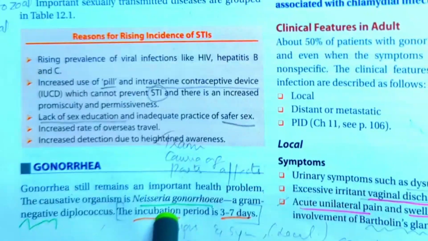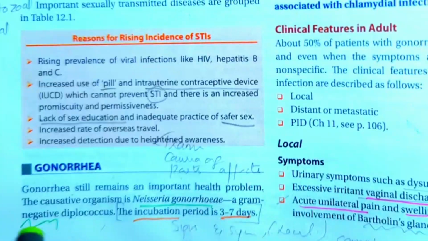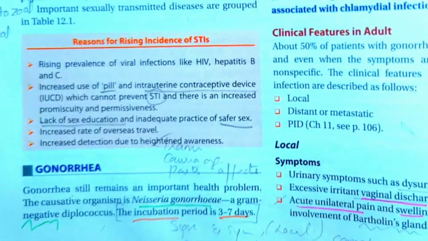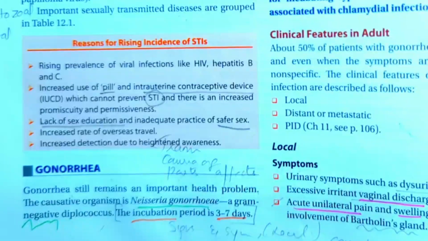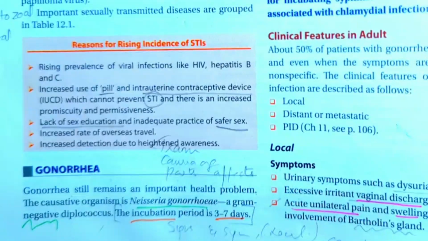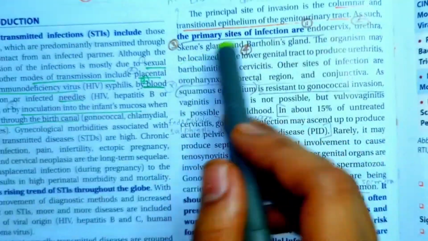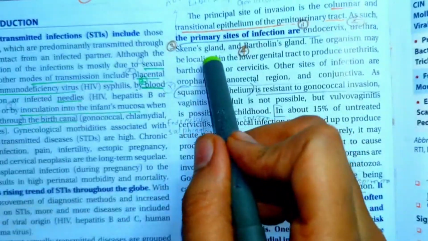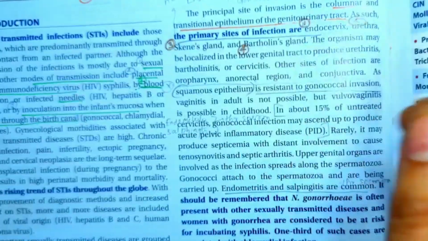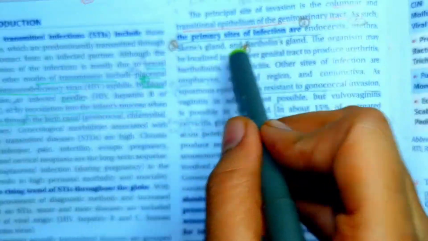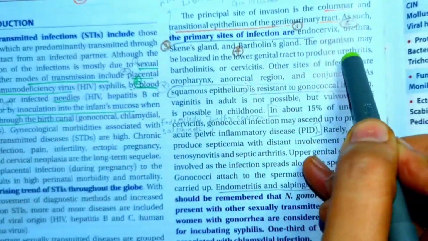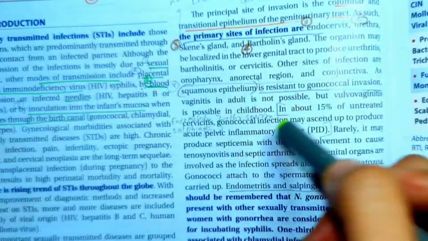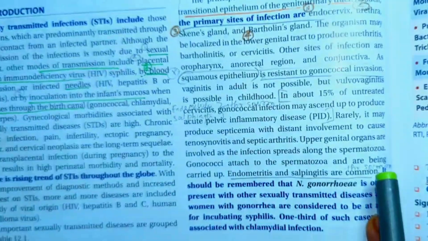It is caused by Neisseria gonorrhoeae, a gram-negative bacterium. The incubation period is 3 to 7 days, so about one week, after which the appearance of symptoms can be seen. The primary sites of infection are the endocervix, urethra, Skene's gland and Bartholin's gland. So: endocervix, urethra, Skene's gland, Bartholin's gland. Infections there cause urethritis, Bartholinitis and cervicitis; because of the inflammation, these conditions are prominent.